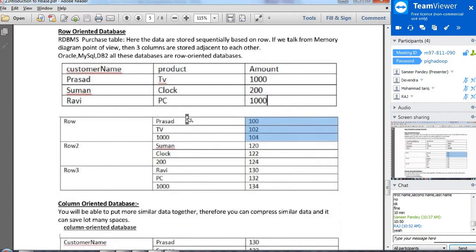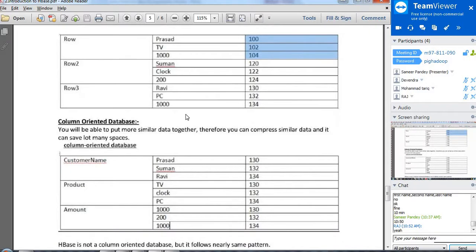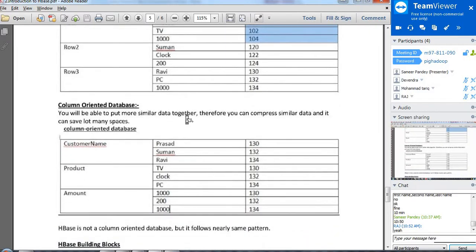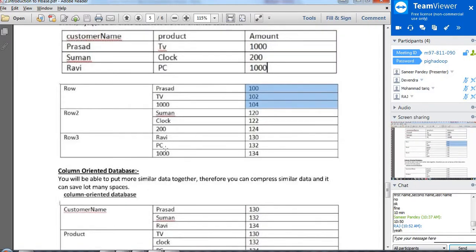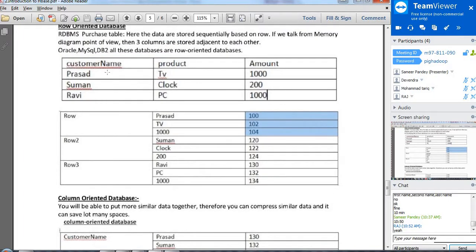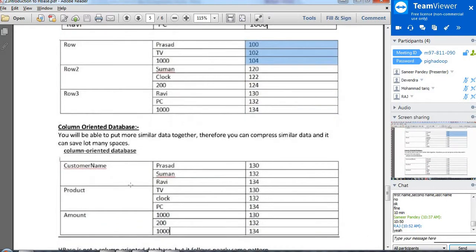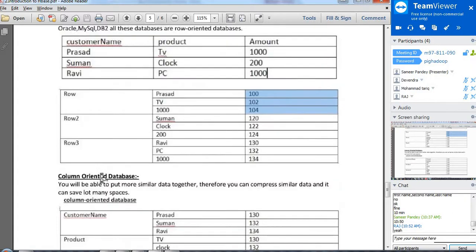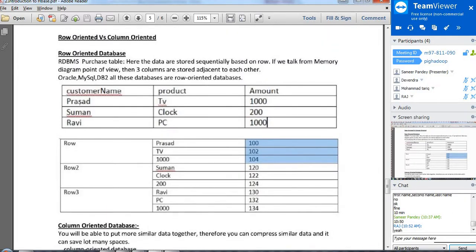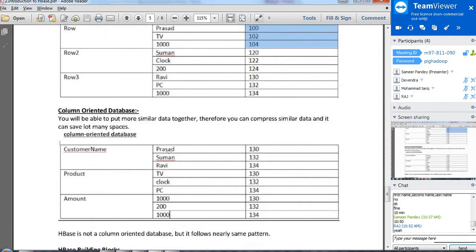Now we understand how the column wise data is getting stored. So row wise, we understood. Now column wise, how many columns do we have? We have 3 columns: customer name, product, and amount. So what are the customer names that we have available? We have customer names like Prasad, Suman, Ravi. So now the memory will be 130, 132, 134. Now these memories are adjacent to each other.